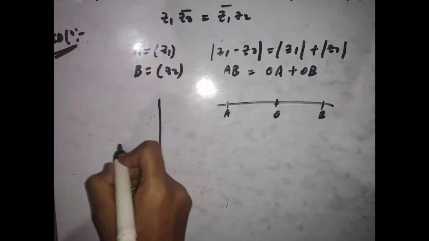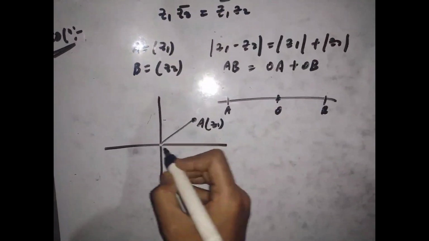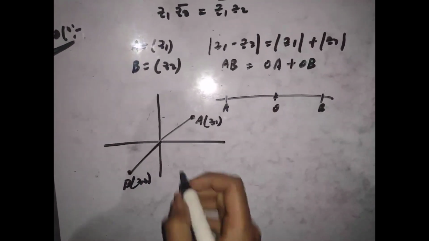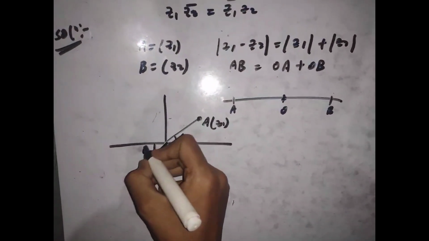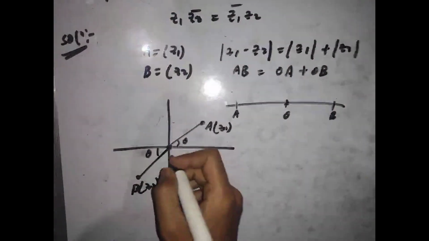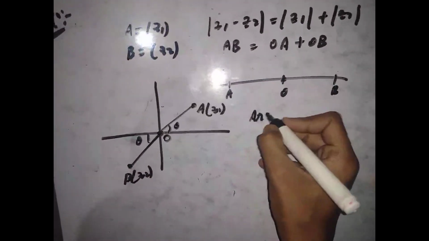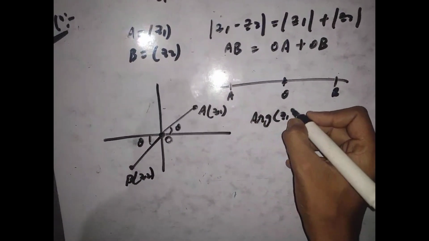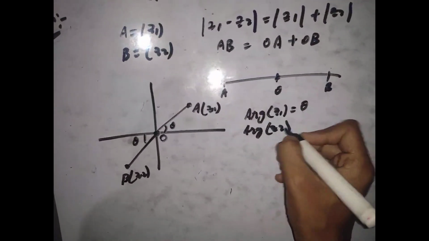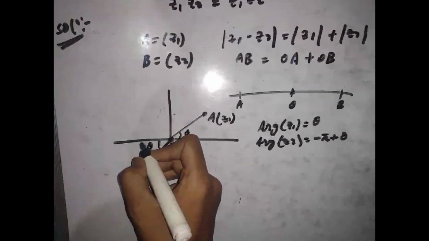Now let's plot in the complex plane. So this is point A, let's call it z1, then this has to be point B, z2. Okay, this is theta, this is theta also, again because the origin is collinear with the other two points. So we can see this is the origin, this is theta, this is theta. So the argument of z1 equals theta, the argument of z2 equals minus pi plus theta.